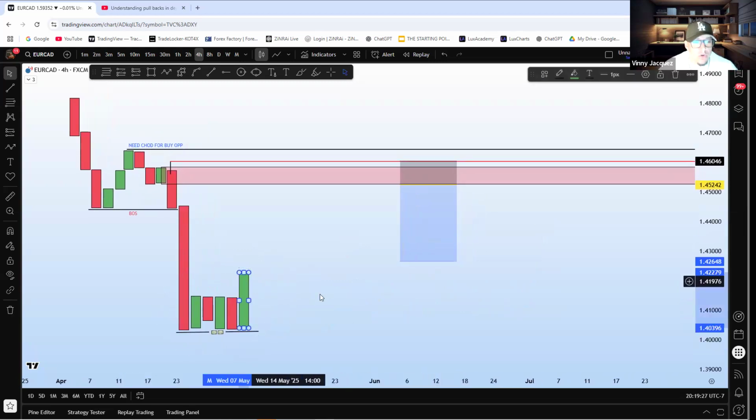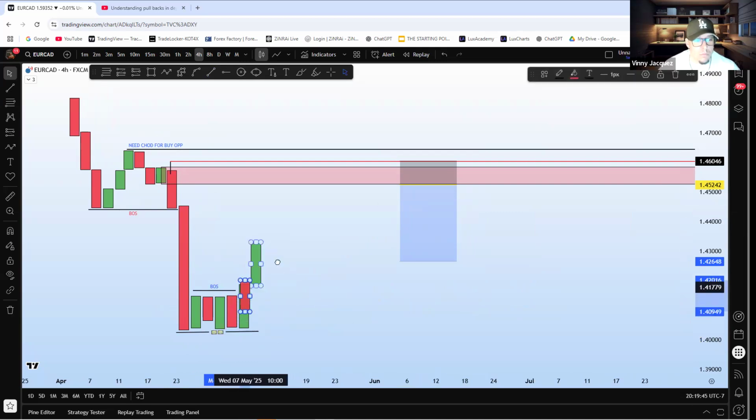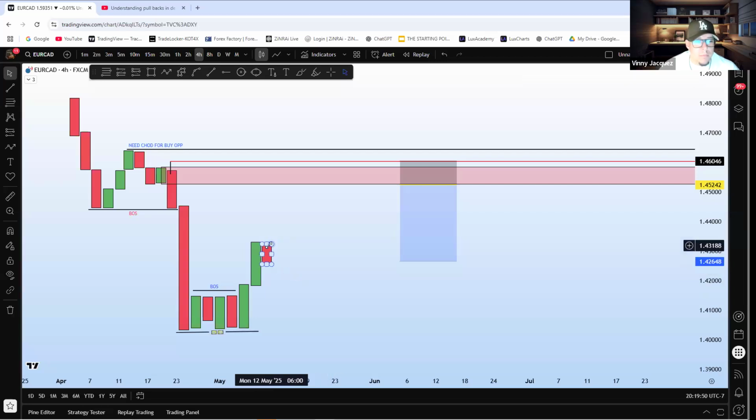Market gives me a break of structure to the upside. Label that up, BOS. Cool. Now, same thing might happen, right? Market starts to come back, pull back. It's going to make structure. There's nothing we can do, right? I mean, it's going to make the structure, and that's what we want.